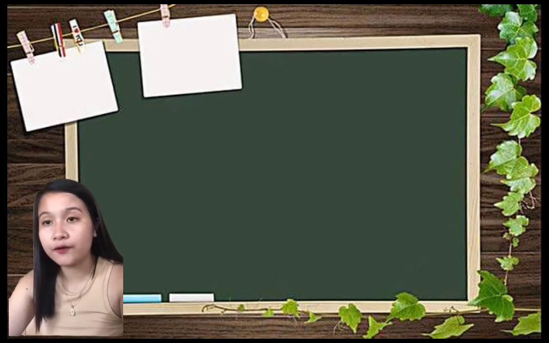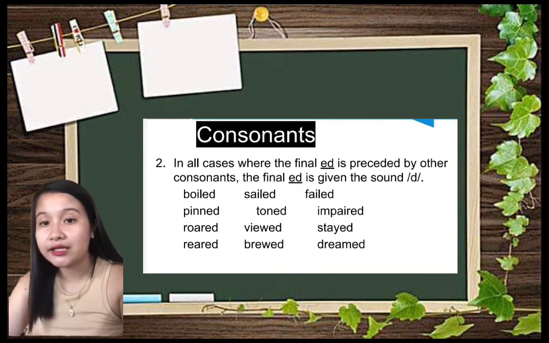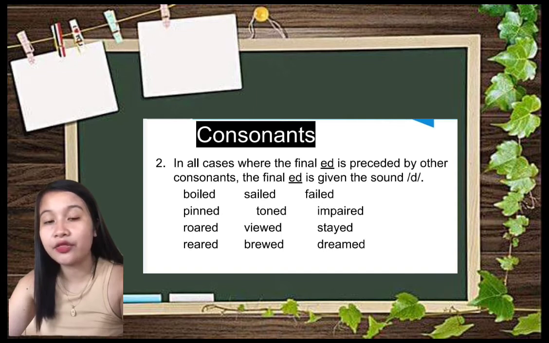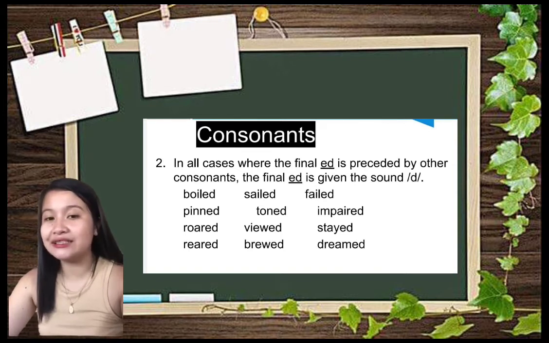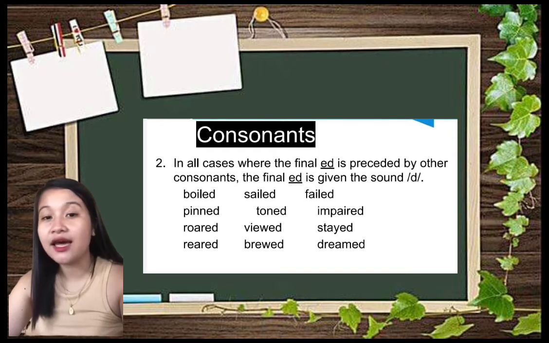In all cases where the final ED is preceded by other consonants, the final ED is given the sound of D. For example, boiled, pinned, roared, reared, sailed, toned, viewed, failed, impaired, stayed, dreamed.